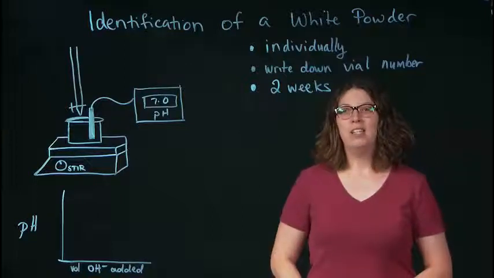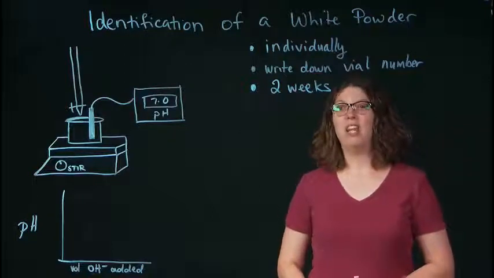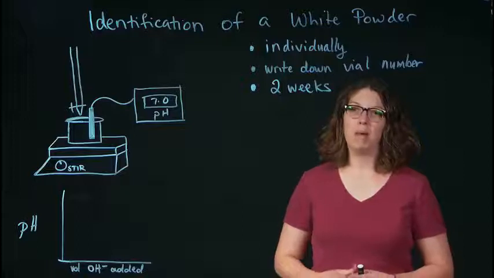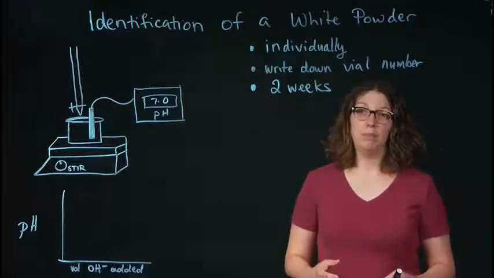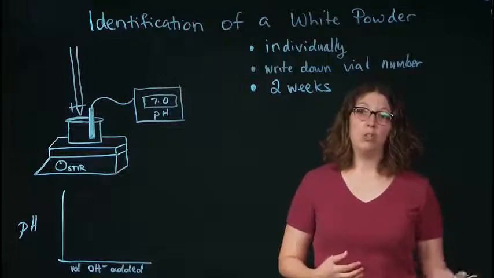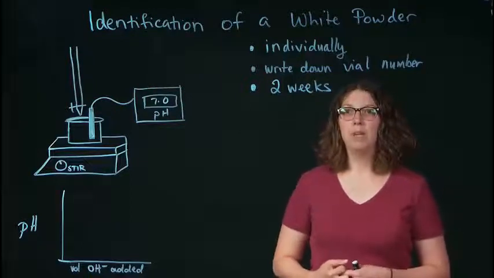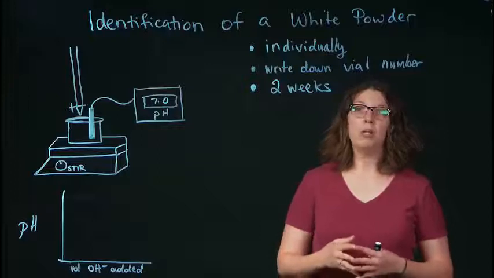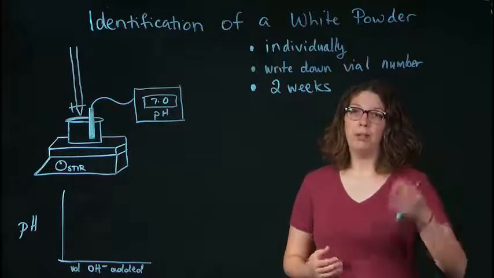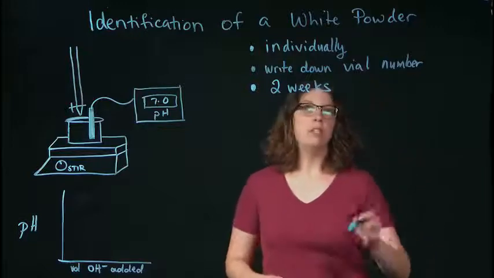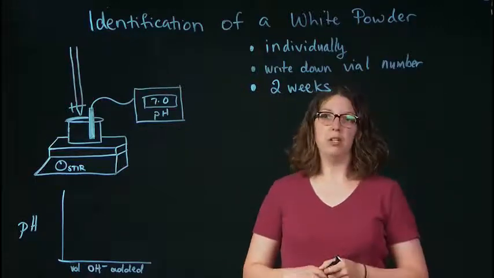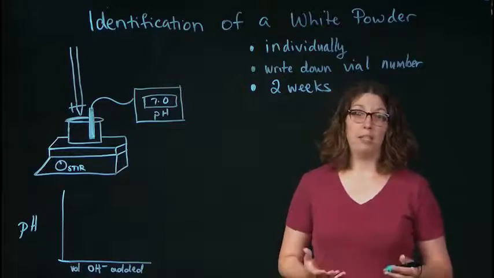Hi everyone, today I'm going to give you an introduction to the identification of a white powder lab experiment. This is an experiment which you will do individually, and it's going to take 2 weeks to complete. In this experiment you're going to be given an unknown white powder, which by the way is a weak acid, and you need to write down the vial number that's associated with this weak acid.